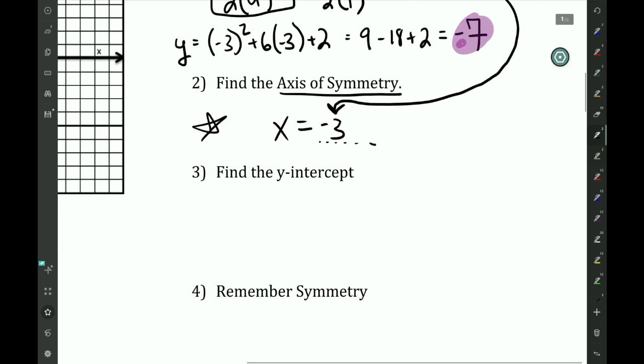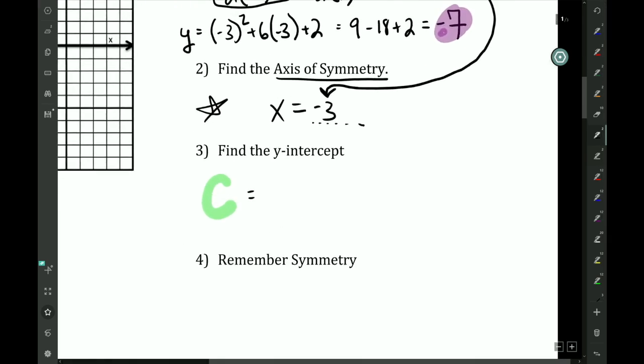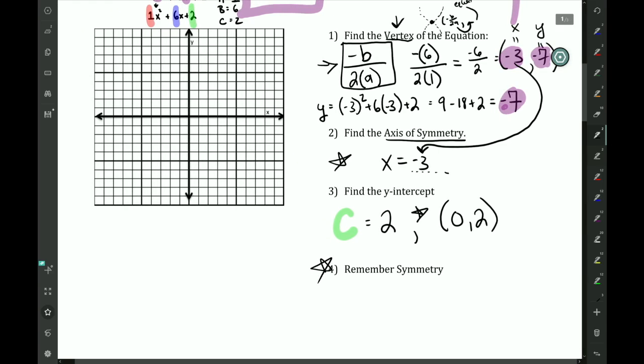And the y-intercept, that is C's job. Well, C is equal to, one more time, 2. That means we have the point 0, 2. And remember symmetry. So, what is going on here? We found 3 things. First, we found the vertex. Then we found the axis of symmetry. And then we found the y-intercept, all from the formulas.